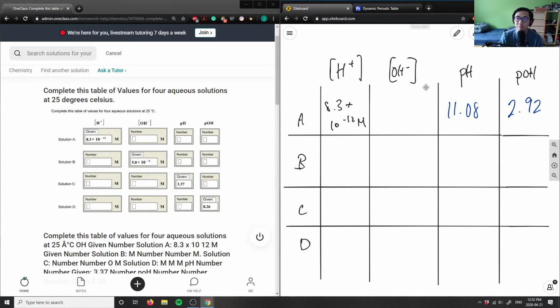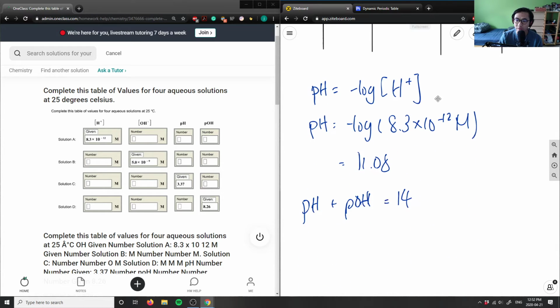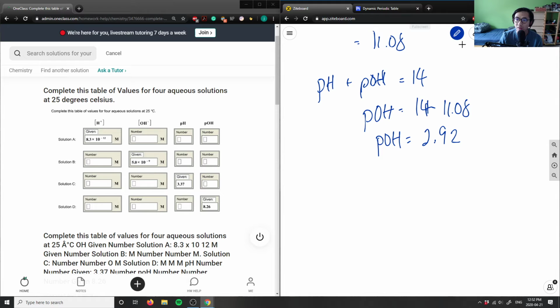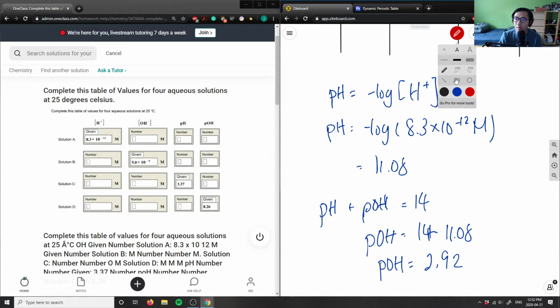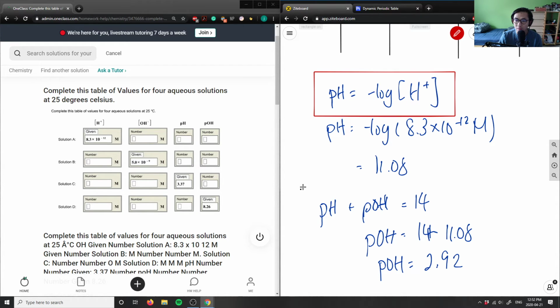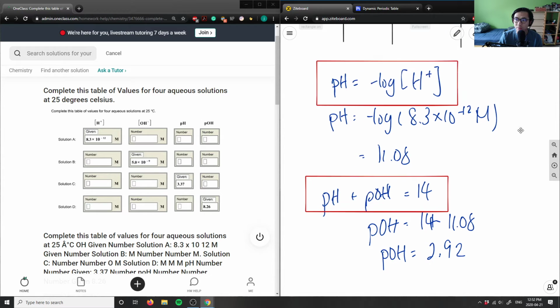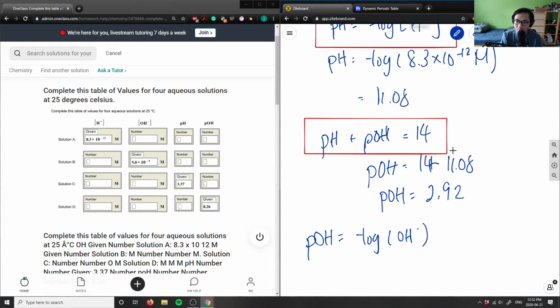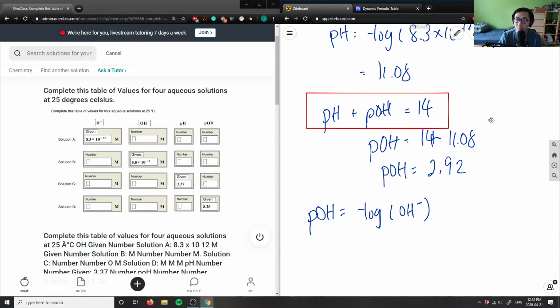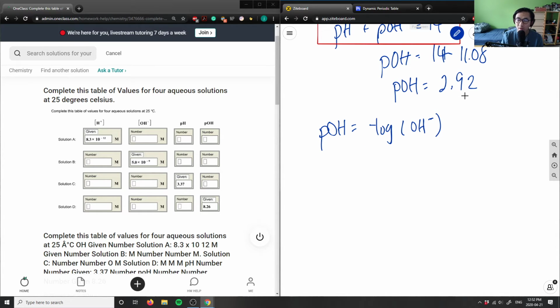And then if I figured out my pOH, I can obviously solve for my hydroxide ions, right? So let me box the formulas I'm using here. So I use this one, I use this one, and I have one last one I'm using. This is pOH equals negative log of my hydroxide ions here. In this case, pOH is 2.92, right? So it's 2.92 equals negative log of my hydroxide ions.